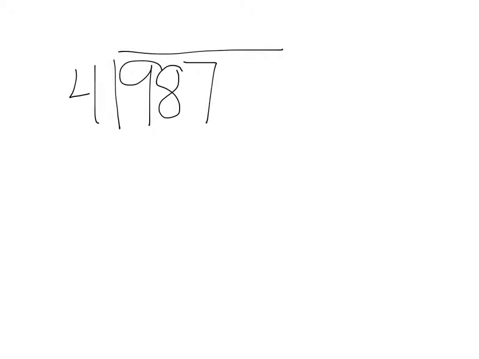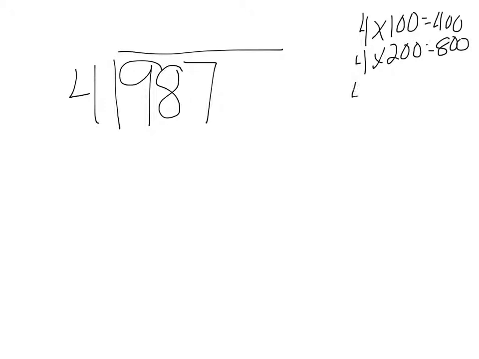9 is in the hundreds place, as we always say. So what times 4 can get you close to 900 without going over? As we recall, 4 times 100 is 400. 4 times 200, 800. 4 times 300 is 1,200. We went over. So we've got to use our 200 number.